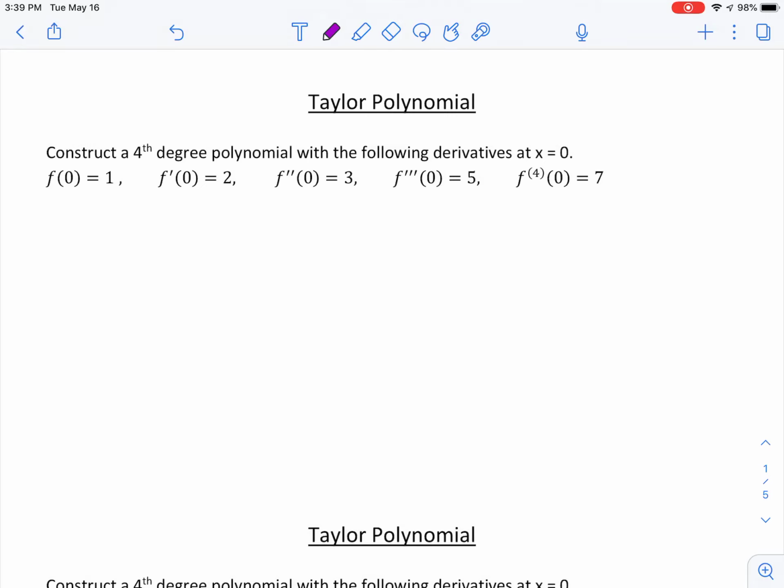Hey y'all, in this video we're going to be talking about Taylor polynomials. What are they? Why do we have them? And then hopefully we'll be able to derive a few known Maclaurin series that'll be useful for BC calculus.